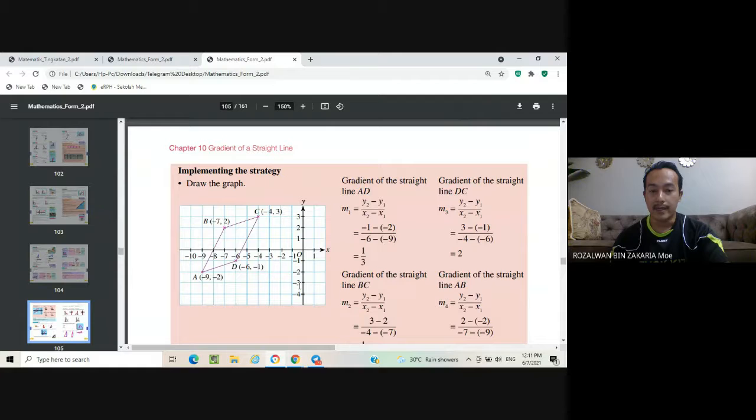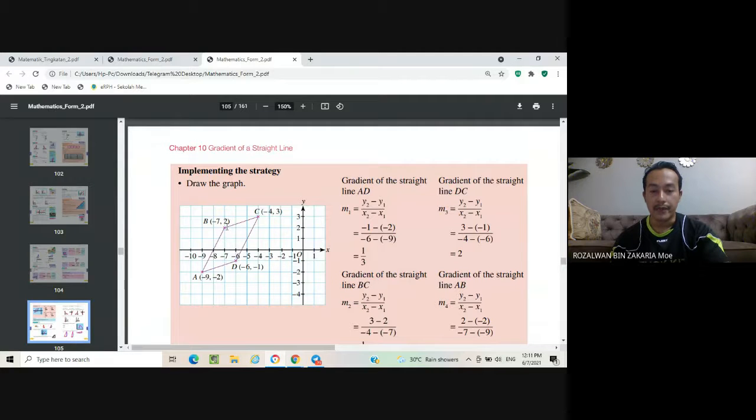All right, then after that you have to plot the points from the coordinates which are already given to you, which is point A. The coordinate is minus 9, comma minus 2. So this one minus 9, this one minus 2 here. Then the coordinate for B, given to you in the question, is minus 7, comma 2. So here, minus 7, comma 2.